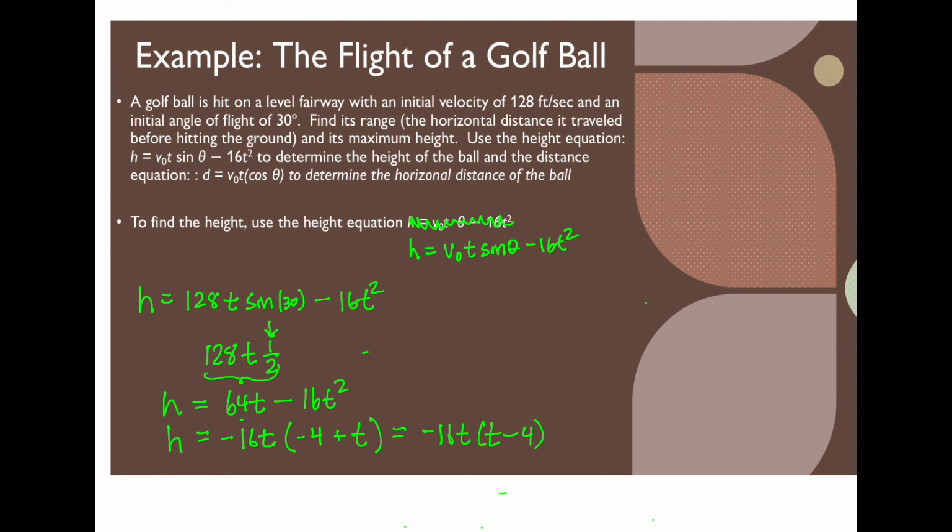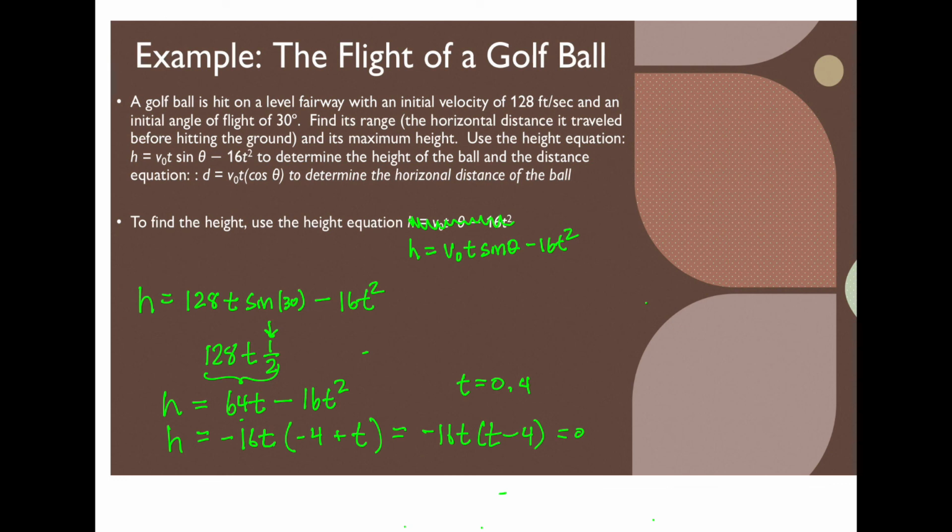So if I had 0 in here, so I had a height of 0, I could see the t solutions are going to be 0, so time equal to 0, basically before we hit the ball, and 4 seconds. So 4 seconds will be the time before it hits the ground. So it'll reach its height, and then it'll fall to the ground after 4 seconds. That's going to be important for us when we get to the second half.